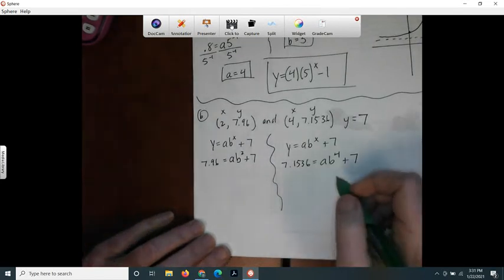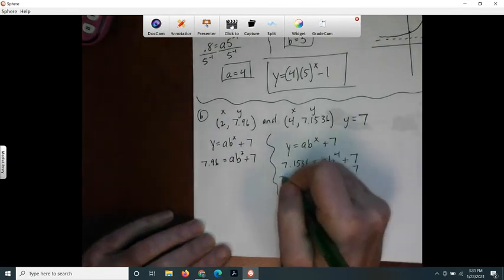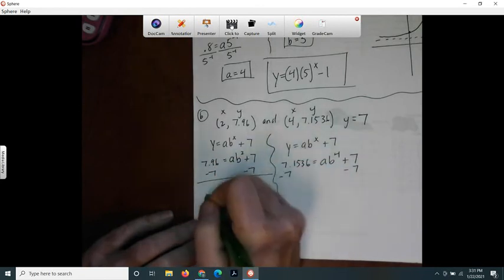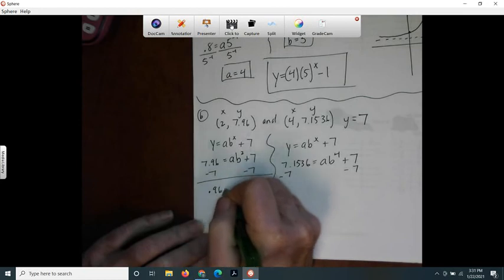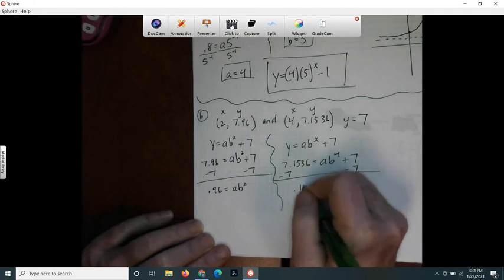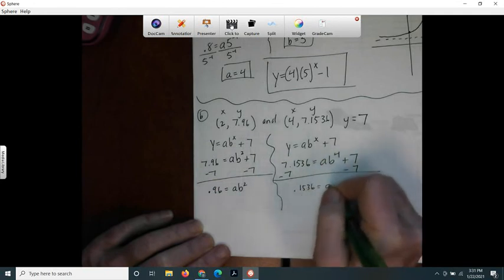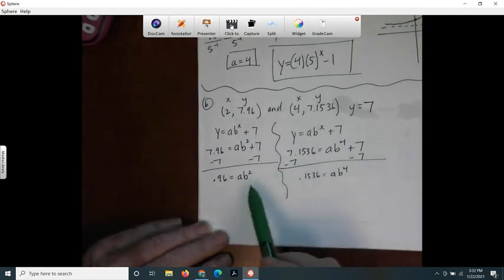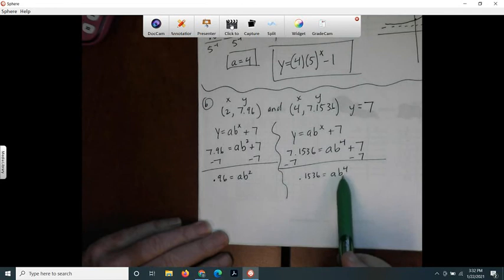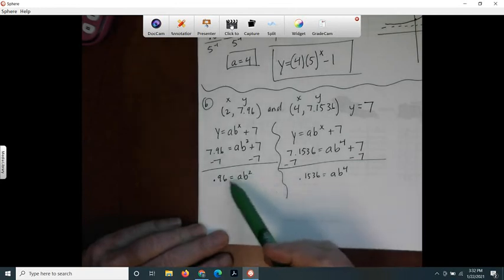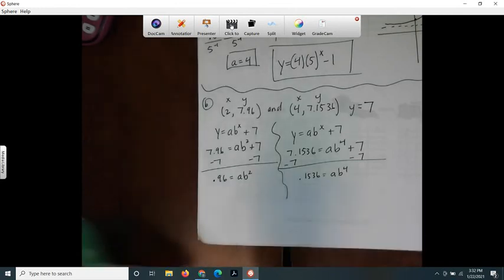Okay, and then you're going to want to subtract 7 on both sides. And you're going to get, and here you're going to get, and I'll let you take it from there. I'll give you the hint that I'd probably divide this equation by this equation and solve for b. And then once I get b, I would plug b in somewhere, maybe in here, and find out what a is. Good luck.